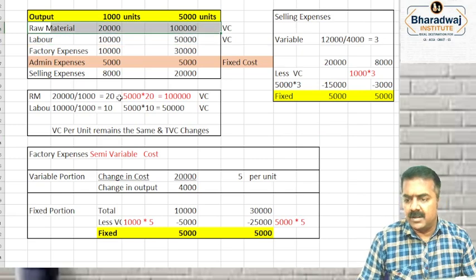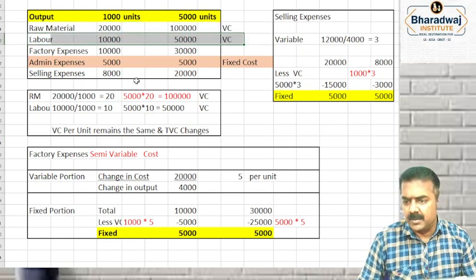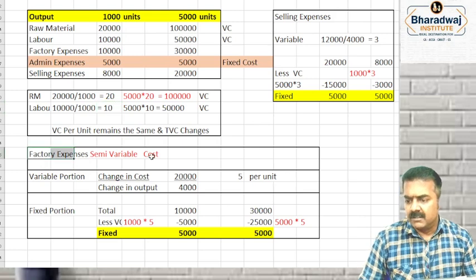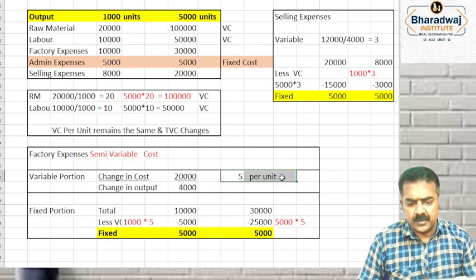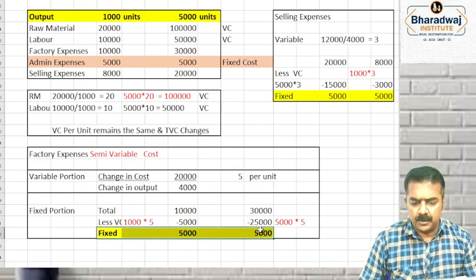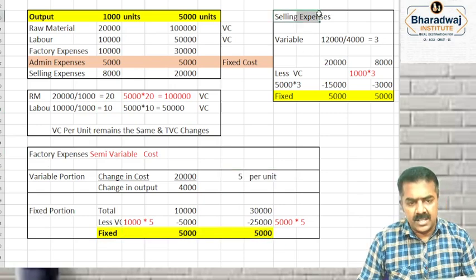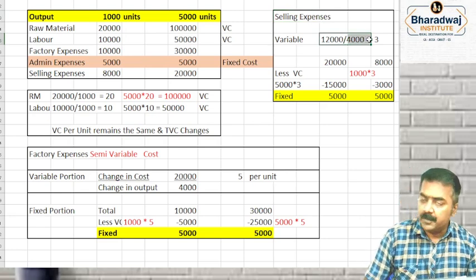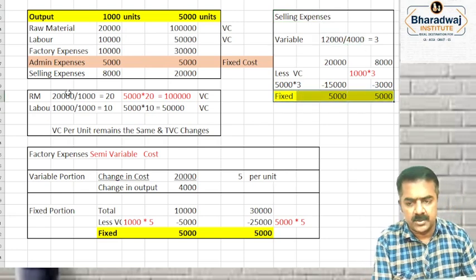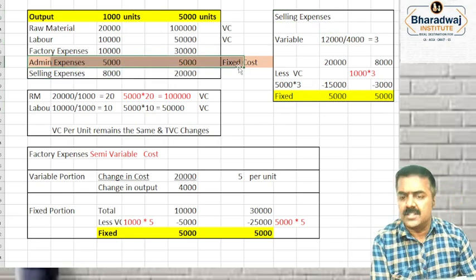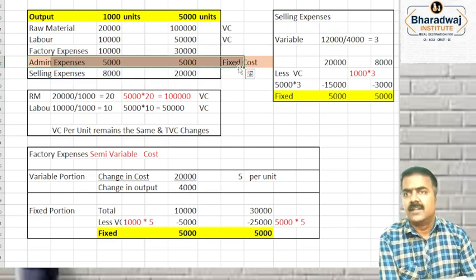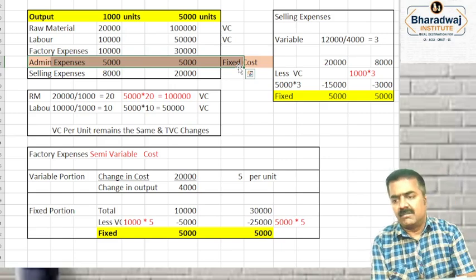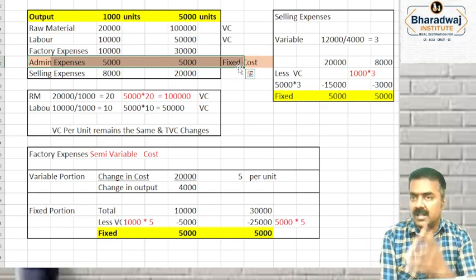Raw material is variable cost, 20 rupees per unit. Labor is variable cost, 20 rupees per unit. Factory expenses, variable portion is 5 rupees per unit. Then fixed portion is what? 5,000. Selling expense also, variable portion 3 rupees per unit. Fixed portion what? 5,000. Administrative expenses has not changed with output. That we call it as which cost? Fixed cost.